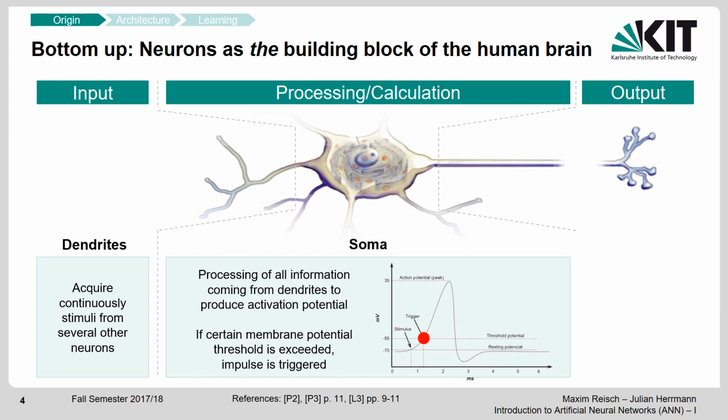Here, so to speak, all the signals received from the dendrites are consolidated and summed up. When a certain potential threshold is exceeded, an impulse is triggered, as highlighted here with a red dot. The output part is the axon and guides the emitted impulse to other connecting neurons.